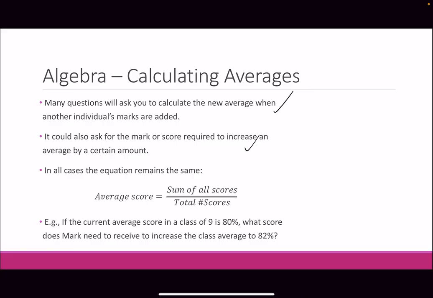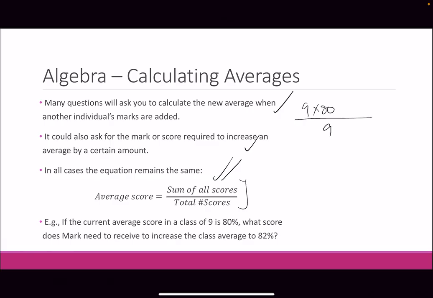It's important to know that in any case, we always use the same equation. Although it's easy to think you might need to do something else, always use the same equation for averages. That's the sum of all the scores divided by the total number of scores. If we take a look at an example question here, that's our fraction line. Currently there's a class of 9, so the total number of scores is 9. There are 9 students, they all get 80%, so the class average is 80% for now.